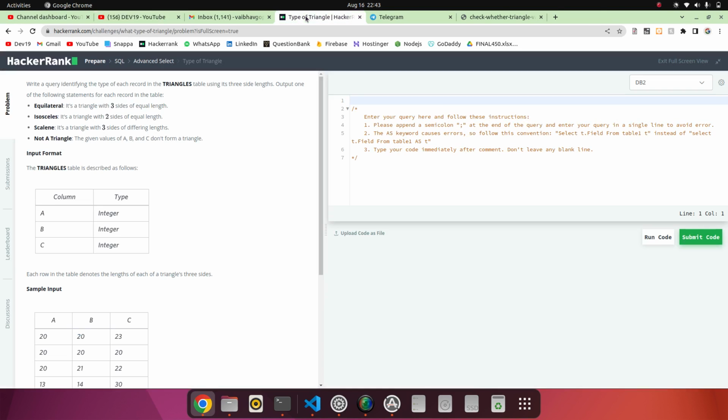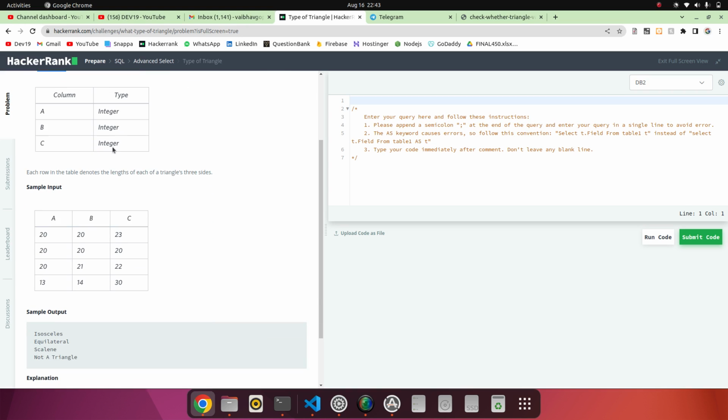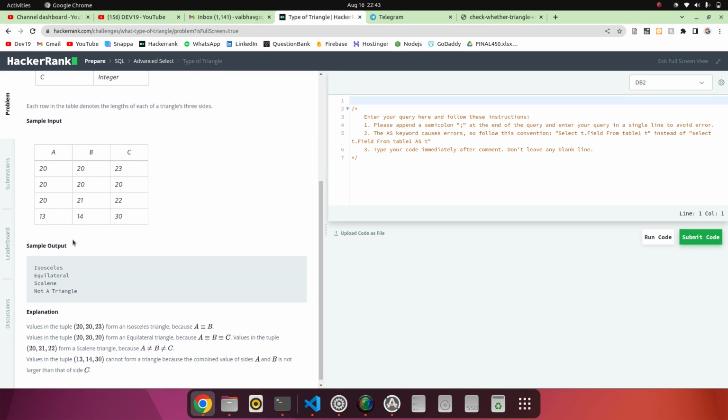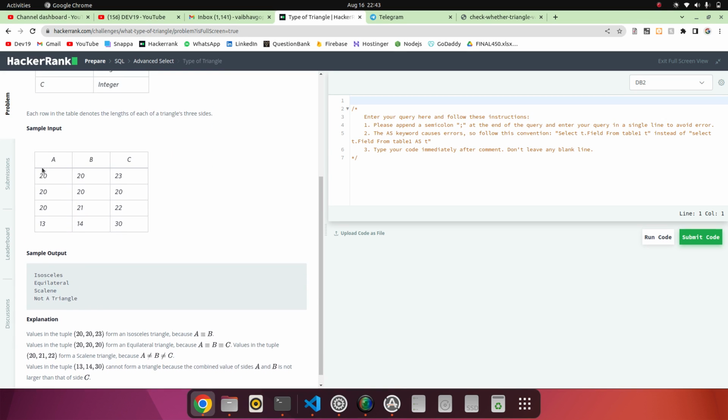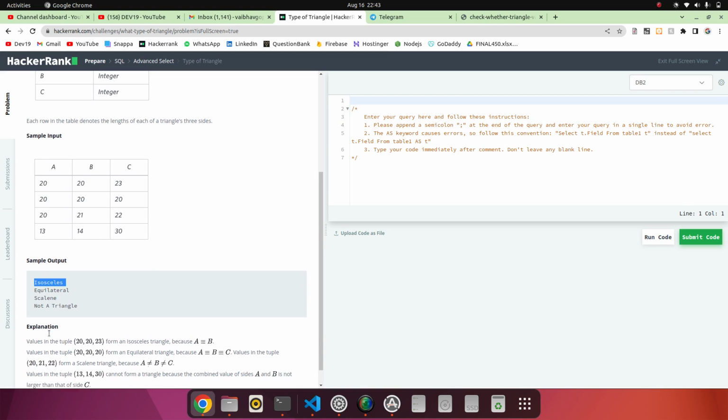So we will move to our next question in our SQL series. This is, I think, based on triangles. Write a query identifying the type of each record in the triangles table: equilateral, isosceles, scalene, or not a triangle. There is one table defined, triangles, with columns A, B, C, all of integer data type. On the basis of these three columns, we are going to print the type of triangle.